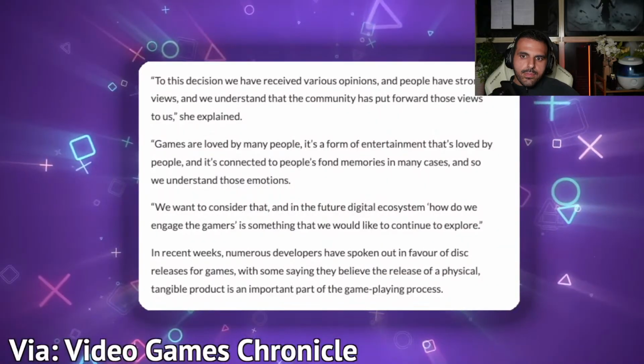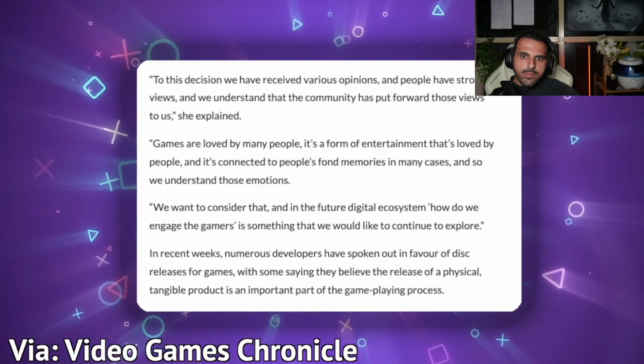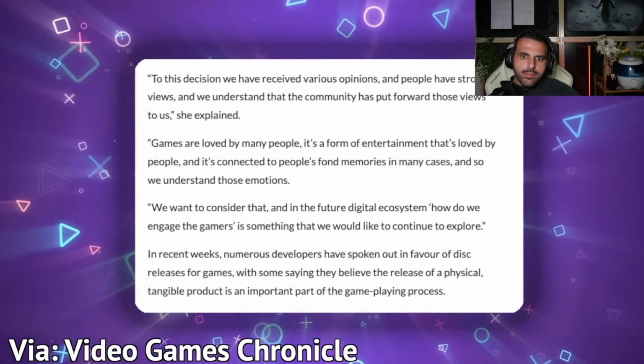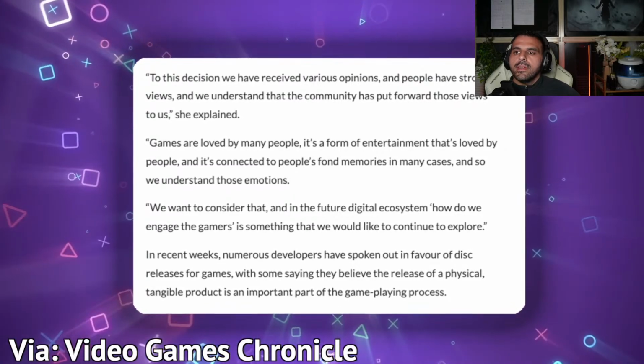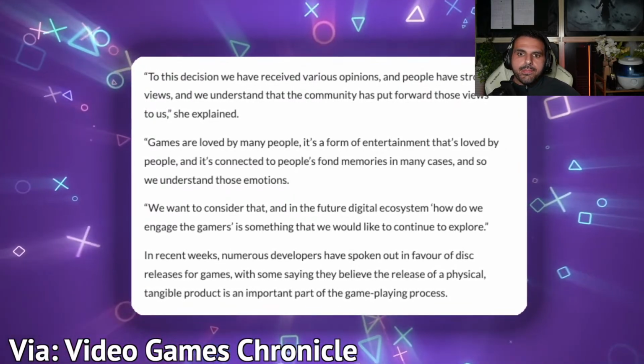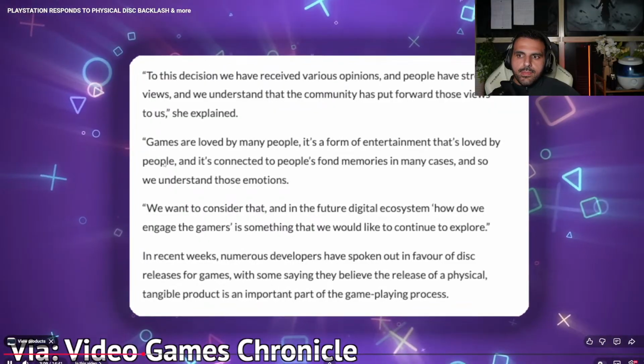Because looking at the forecasting with everything going to be completely digital, even if there are a lot all digital now already, when it's 100% digital, they're going to be making a lot of money. Also, the CFO of Sony did acknowledge the backlash somewhat. Quote, "To this decision, we have received various opinions, and people have strong views, and we understand that the community has put forward those views to us."